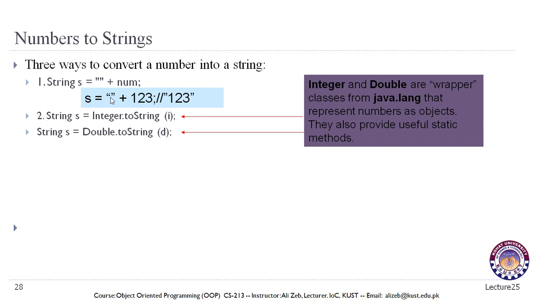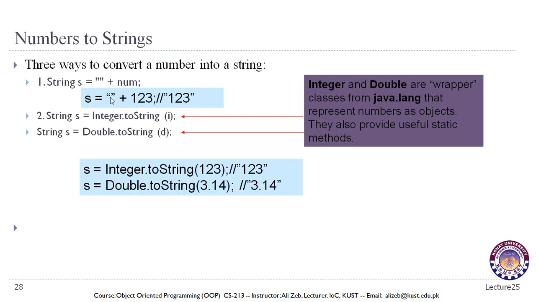Integer and Double are wrapper classes from java.lang that represent numbers as objects. They also provide useful static methods. So s is equal to Integer.toString(123) will be converted into a string. s is equal to Double.toString(3.14); 3.14 will be converted into a string.